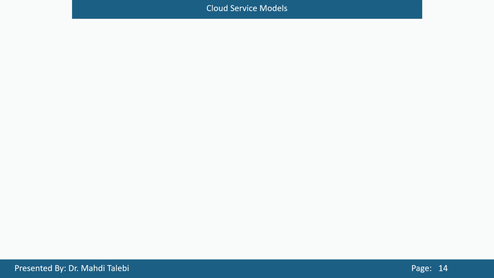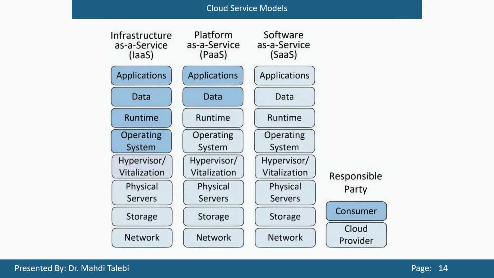The concept of cloud service models can be understood by examining the three primary categories: infrastructure as a service, IaaS, platform as a service, PaaS, and software as a service, SaaS. Each model outlines a distinct division of responsibilities between the cloud provider and the consumer, impacting the level of control and management required by the consumer.